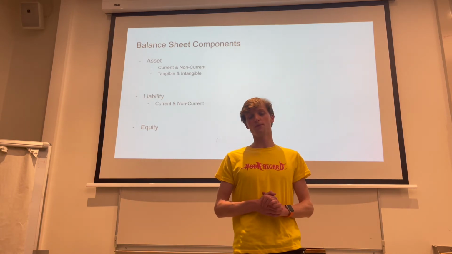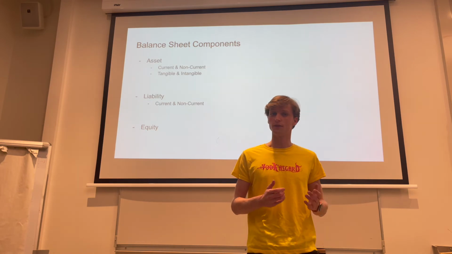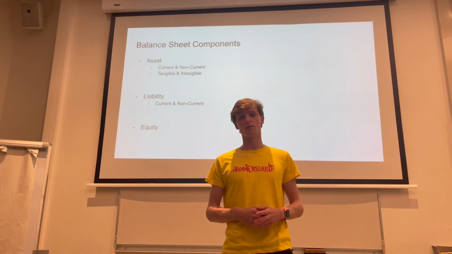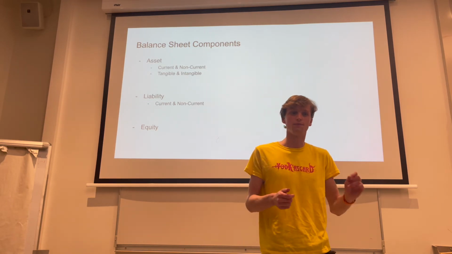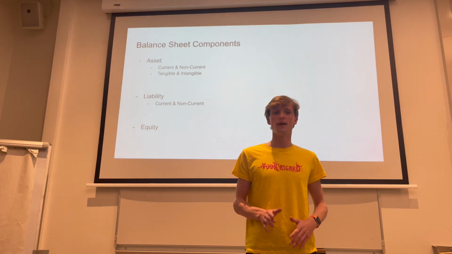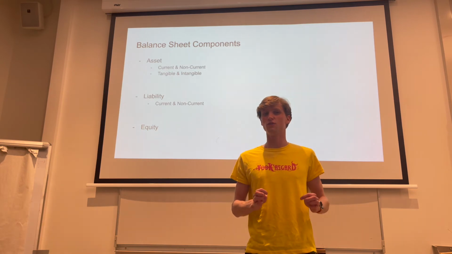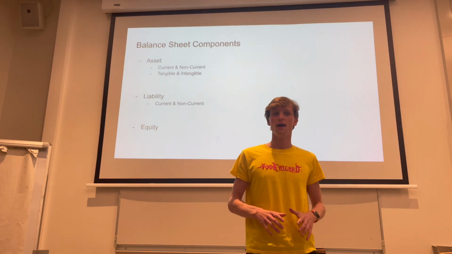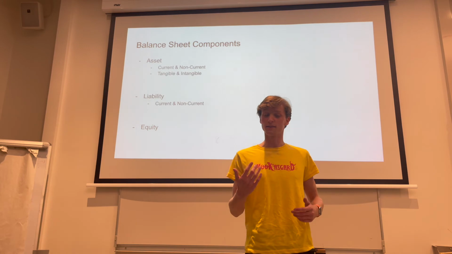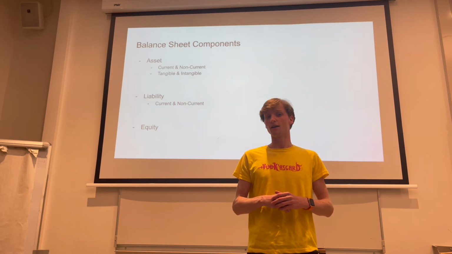A great example of current assets is inventory. Let's say I sell sneakers, the sneakers are my inventory and I expect to sell them soon. Then there are tangible and intangible assets. Intangible assets are basically all assets which do not have a physical substance. An example of this are patents, contracts, and even rights.